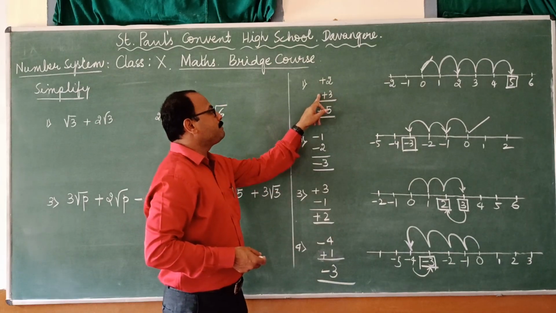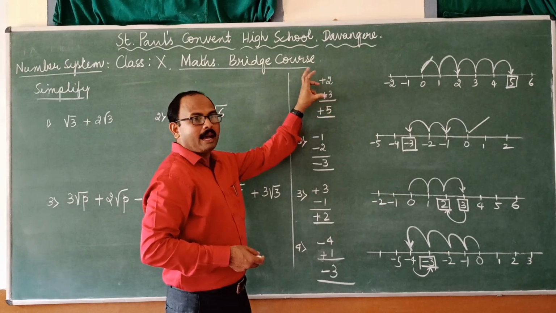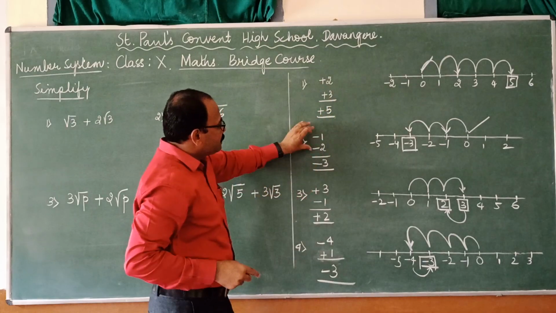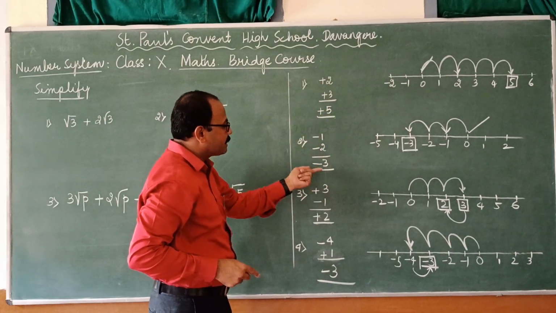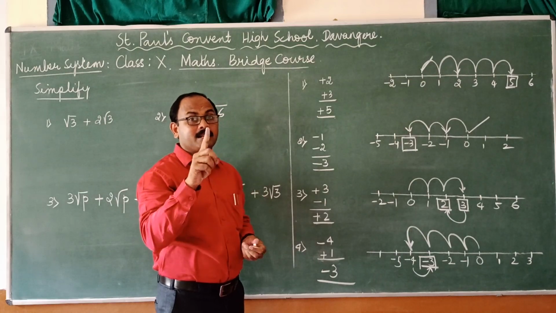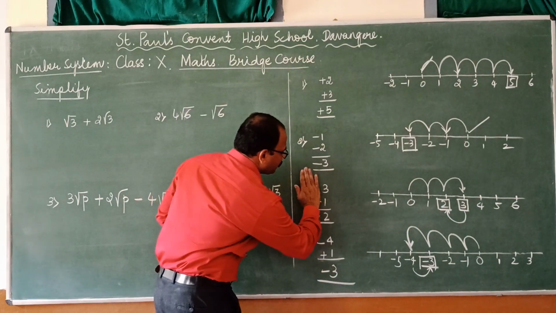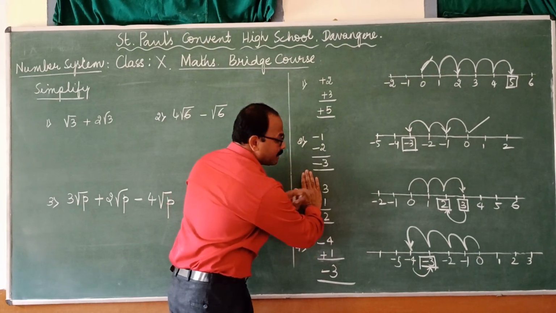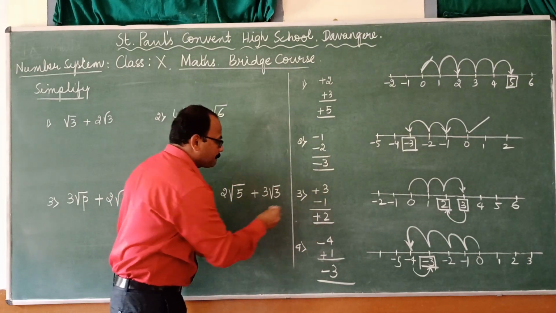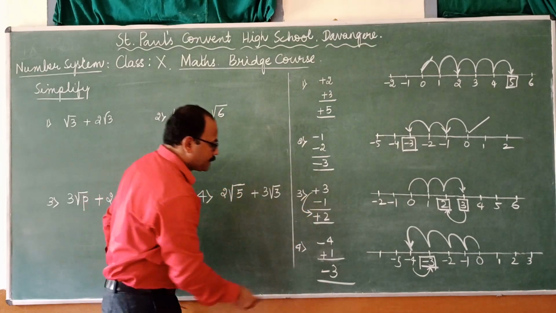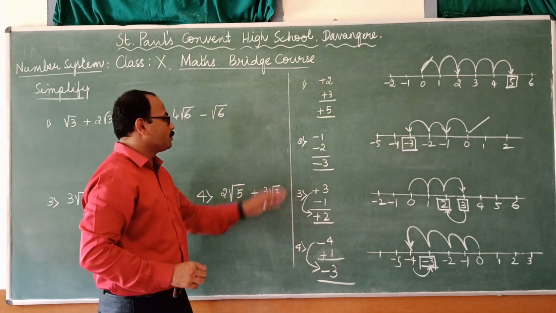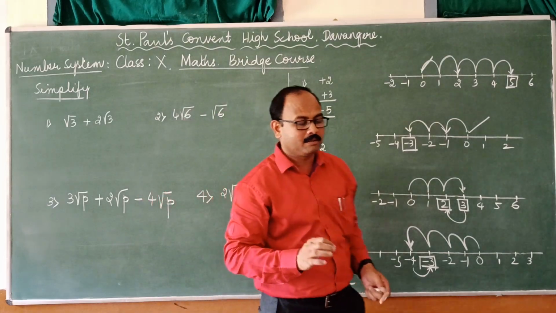When two same signs are there, plus and plus, add and keep the same sign. 2 and 3 is 5, keep same sign. Same signs are there, 1 and 2, add and keep the same sign. When two different signs are there, subtract and keep greater number sign. So, if you look at these two signs, the bigger number is 3. So 3 minus 1 is 2. Greater number sign is plus. Greater number is 4. Its sign is this.